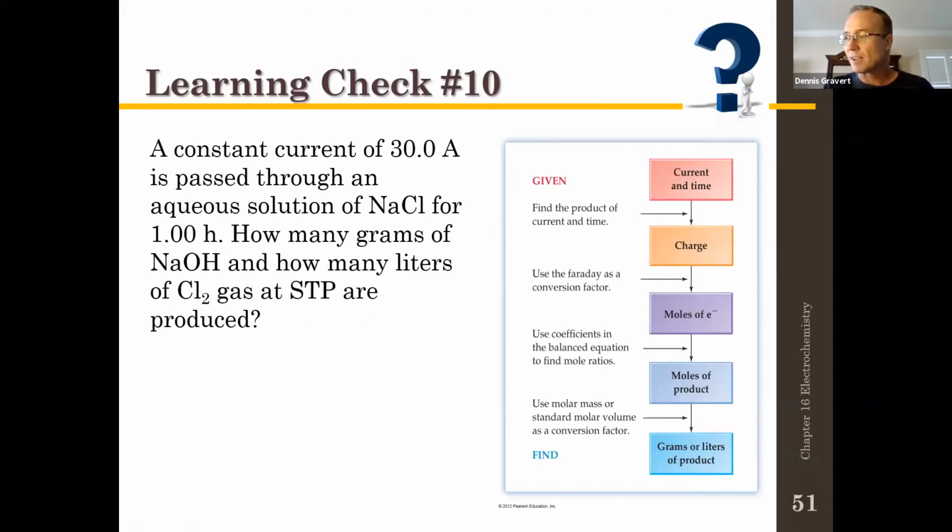What time is it? Yikes, it's late. A current of 30 amps is passed through an aqueous solution of NaCl for 1 hour. How much charge is passed already? Pen, please.